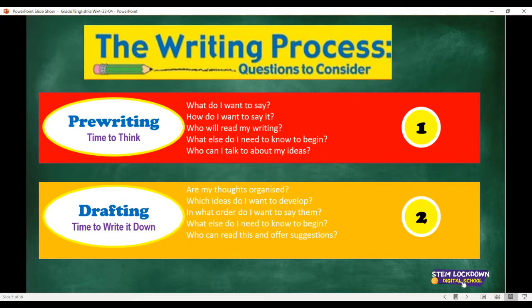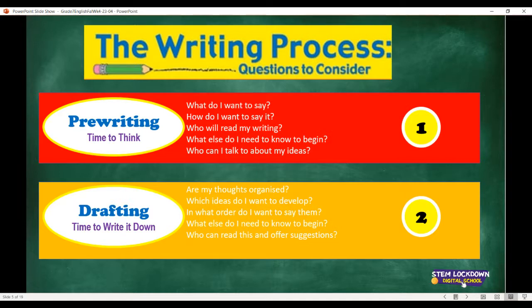Then who can read this and offer suggestions? So now you've got your rough draft. Who can you take it to and say, okay, this is really cool, I like this idea, but maybe restructure this sentence, or maybe shorten this sentence so it's not a lot of reading, etc. So just get an objective point of view, an outside point of view. Because when you look at your own work, you don't always see it objectively.